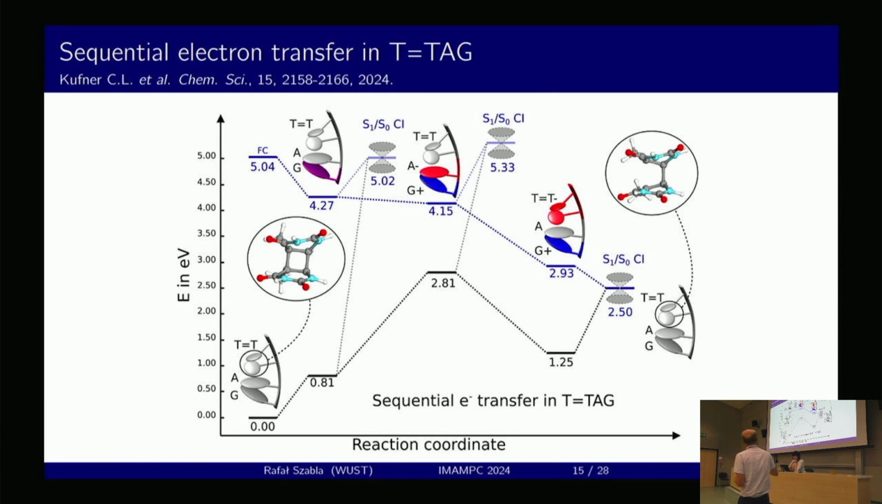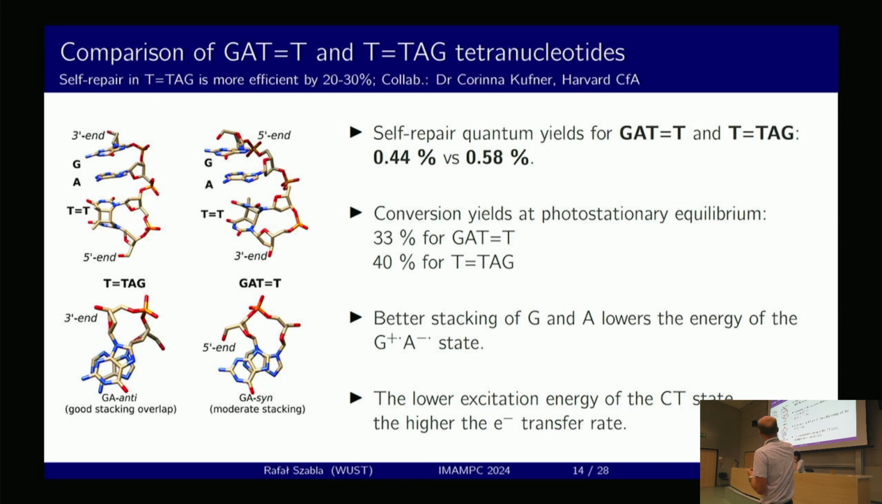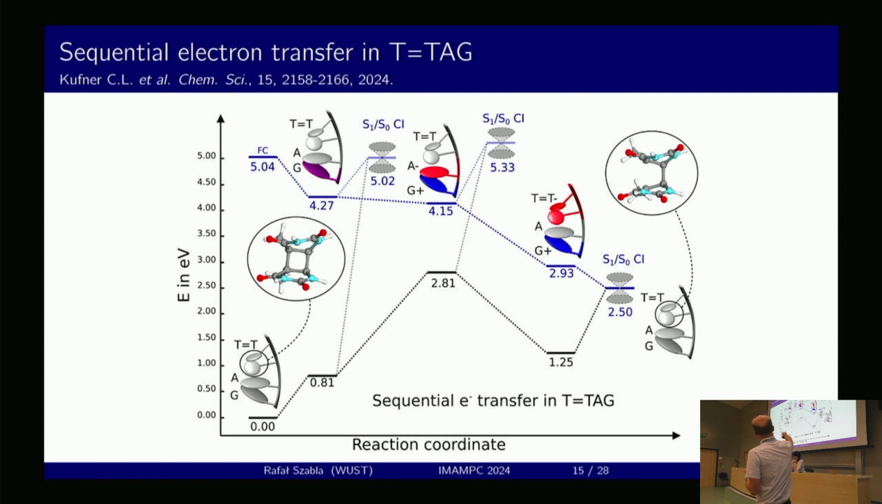Now, when it comes to TTAG, what we see from these calculations is that, first of all, the energies of the CT states go down, and this stacking pattern also hinders direct photorelaxation of the intermediate states, the excited G and the G plus A minus, which are not productive in terms of self-repair. Because direct photorelaxation is hindered, the electron transfer process is now preferential, and that's why it is better than GATT, whereas in GATT direct photorelaxation is more probable than in the case of this nucleobase.